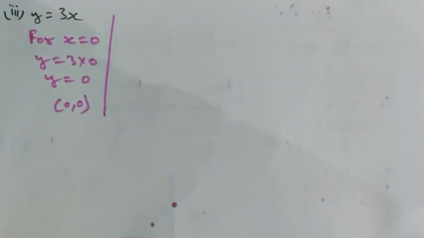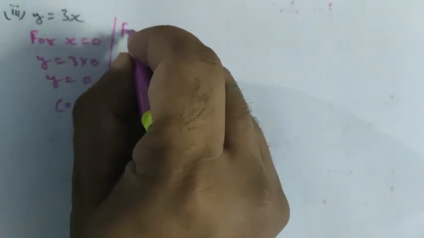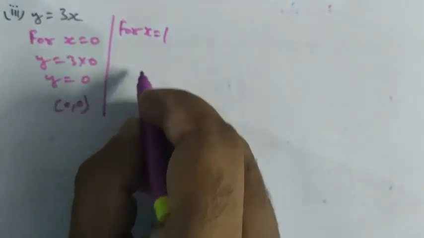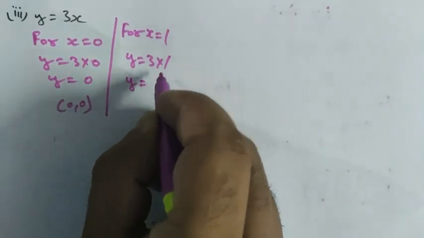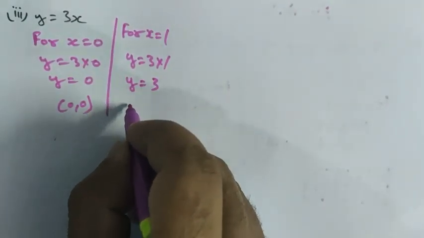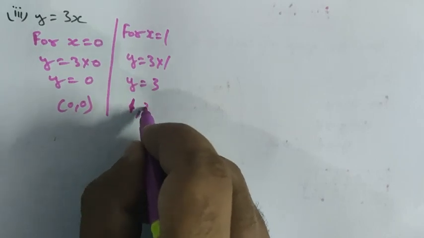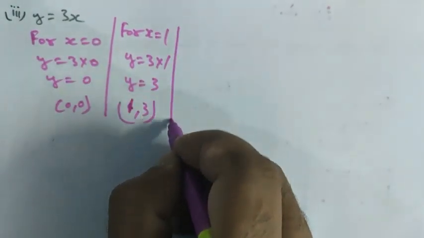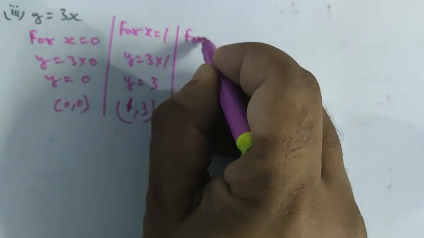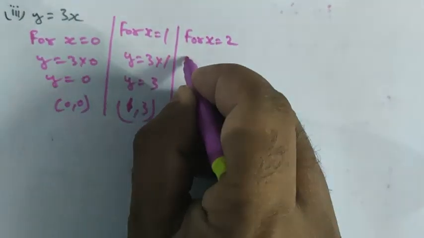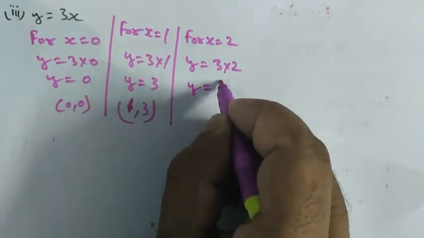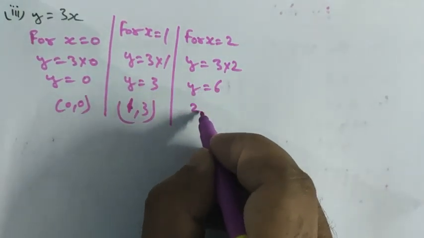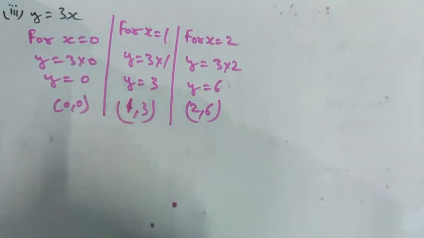Second, if we take the value of x equal to 1, then y equals 3 times 1, y equals 3. So the coordinate will be 1 comma 3. Now the third coordinate we can take for x equals 2. So y equals 3 into 2, y equals 6. The coordinate will be 2 comma 6. Now we will plot it on the graph.